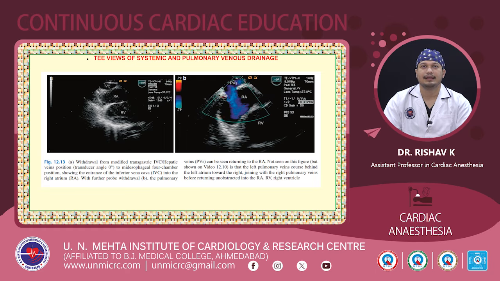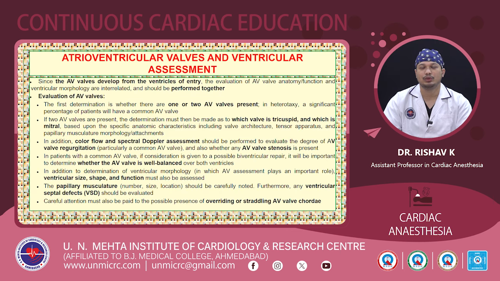Now coming to the next slide, that is showing the modified transgastric IVC hepatic vein view, and it has been withdrawn to the midesophageal four-chamber view. And here we are seeing the entrance of the IVC into the RA. And when we withdraw the probe further, we can see the pulmonary veins returning to the RA, and that is what we can see in this image. Thus, we can evaluate the pulmonary veins both by using color flow Doppler as well as 2D imaging as well as spectral Doppler.